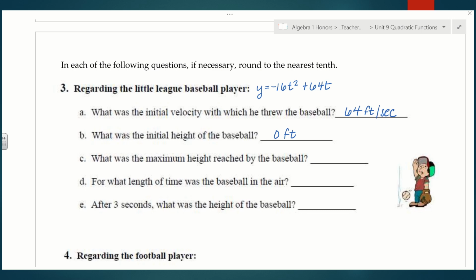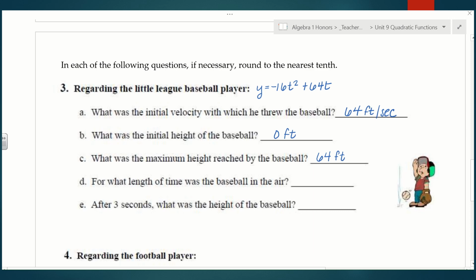So if you didn't graph that equation before, now's the time to put it in your calculator and see what you come up with. So if you want to pause the video here and take a couple minutes to figure that out, and then you can start it up again. Okay, so if you've done that, you should have found that the maximum height was 64 feet.